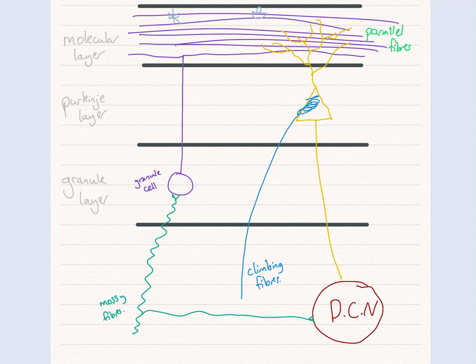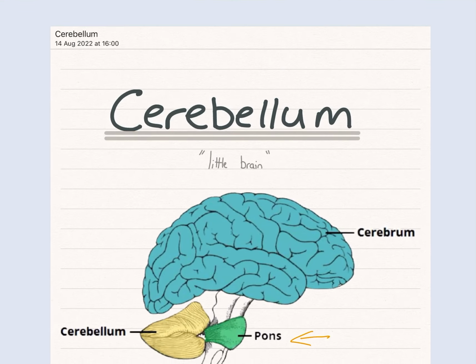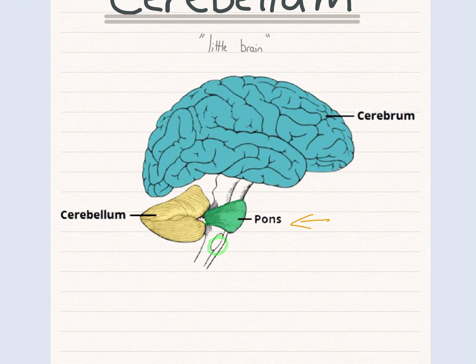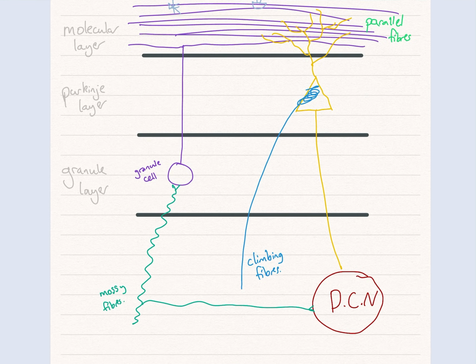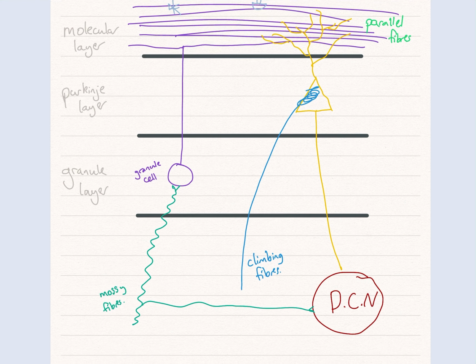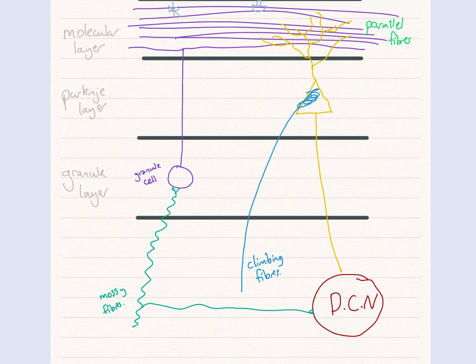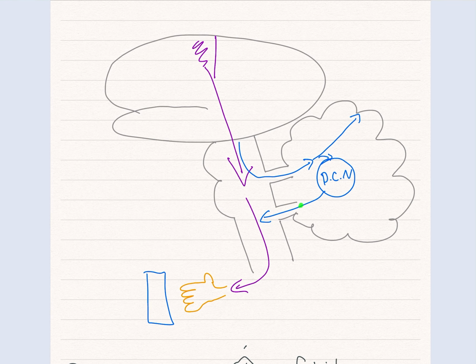The thing with the climbing fibres is that they're slightly different because they all come from, if you remember back from here, these are called the olives. They all come from the inferior olivary nuclei. So climbing fibre, the way I remember it is climbing an olive tree. So inferior olivary, and then it enters the inferior cerebellar peduncle, and the peduncles are just kind of these bridges.